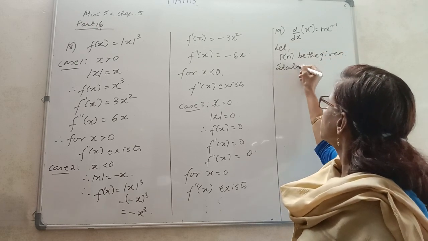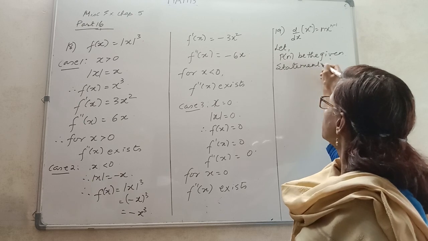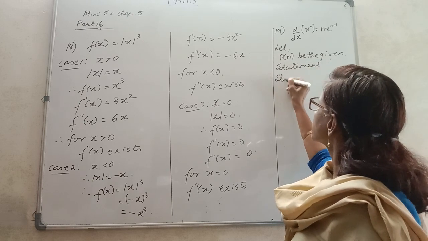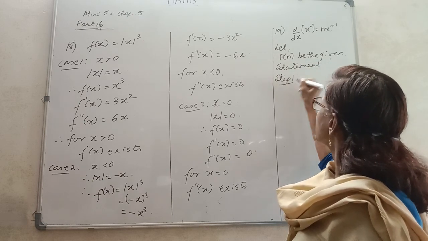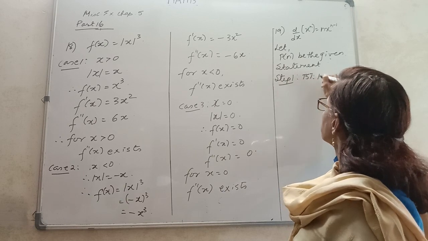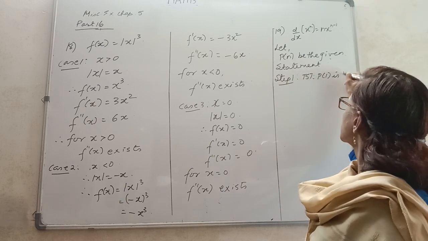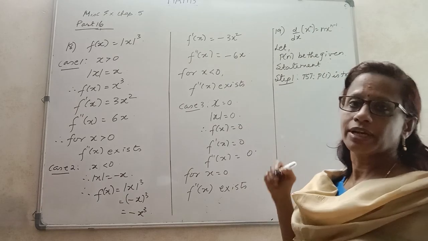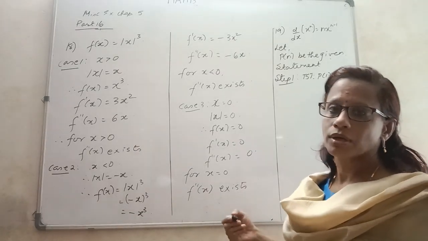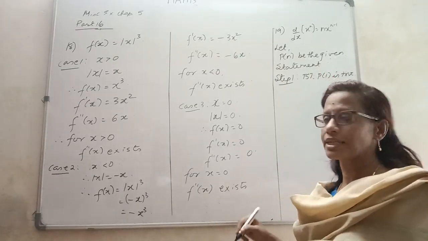So as I told you, we will take step 1 and step 2, and that's how we will do it. Step 1 is always to show that P of 1 is true. What is the meaning of P of 1? Wherever n comes, there you substitute 1, and that's your resulting expression.